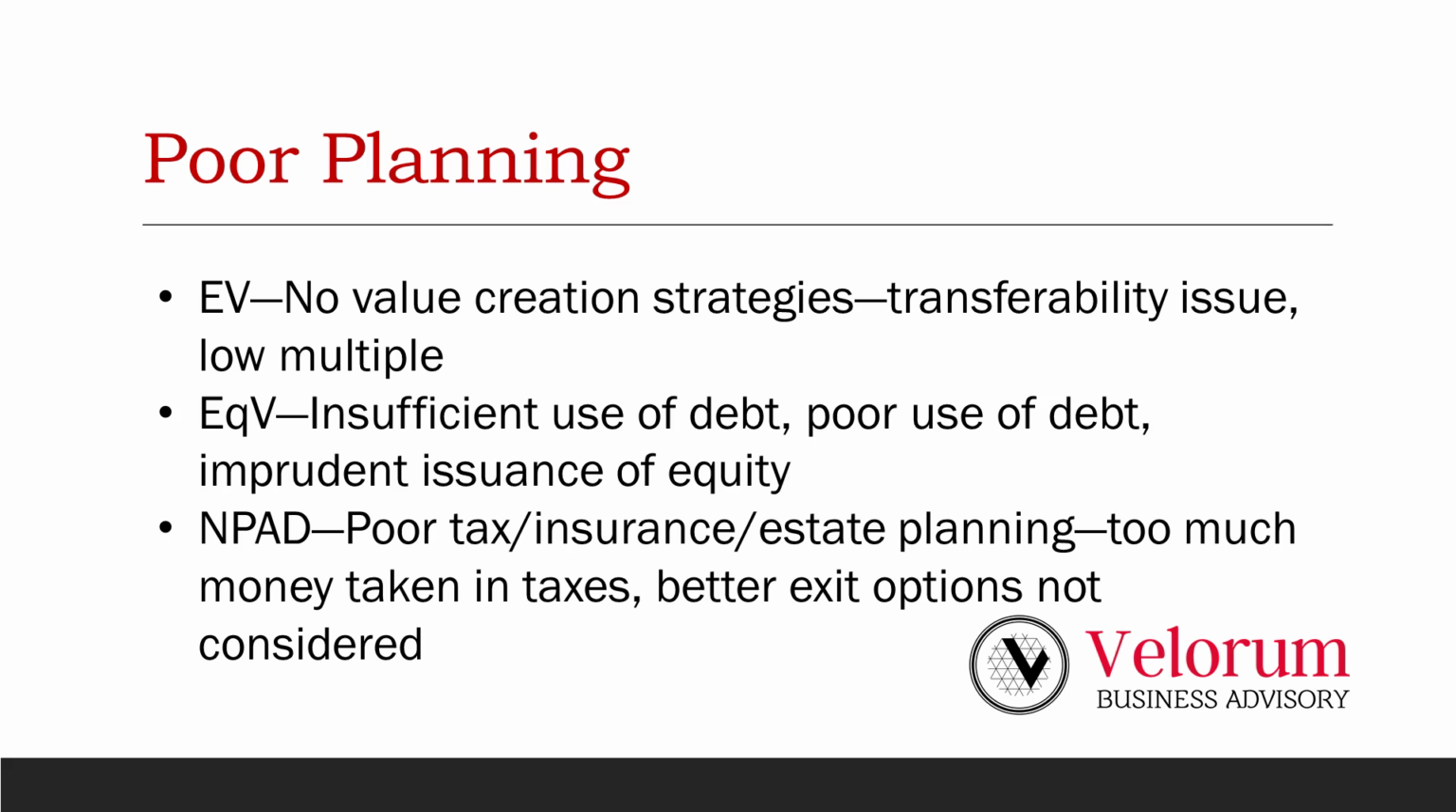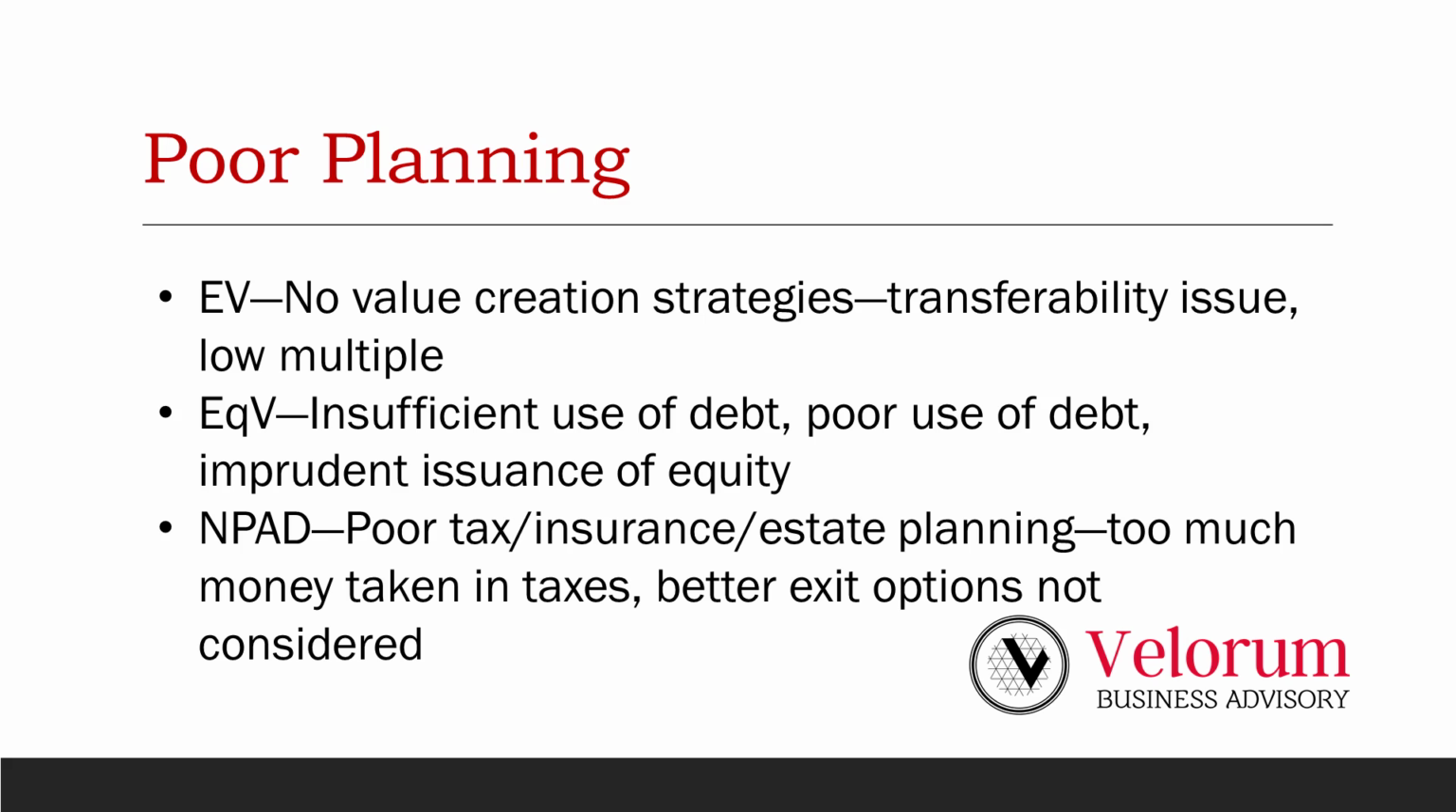Okay, so how are all these things interrelated? Well, let's just think about it for a second. If we can maximize enterprise value through value creation strategies, it just makes sense that the value is going to flow down through the chain. So we maximize enterprise value. Once we remove debt, equity value is going to be better off. And assuming we've done some tax, insurance, and estate planning, the net proceeds after we've exited the business are going to be higher.